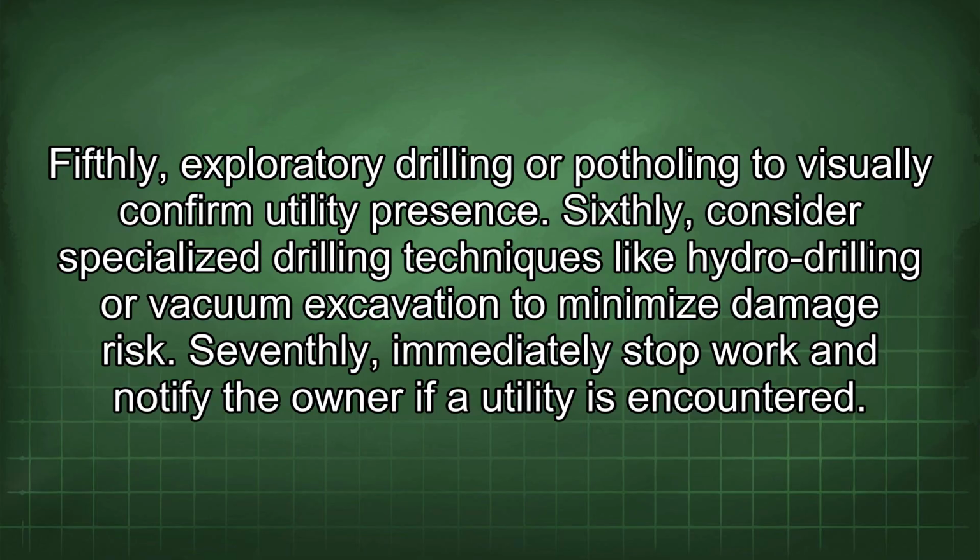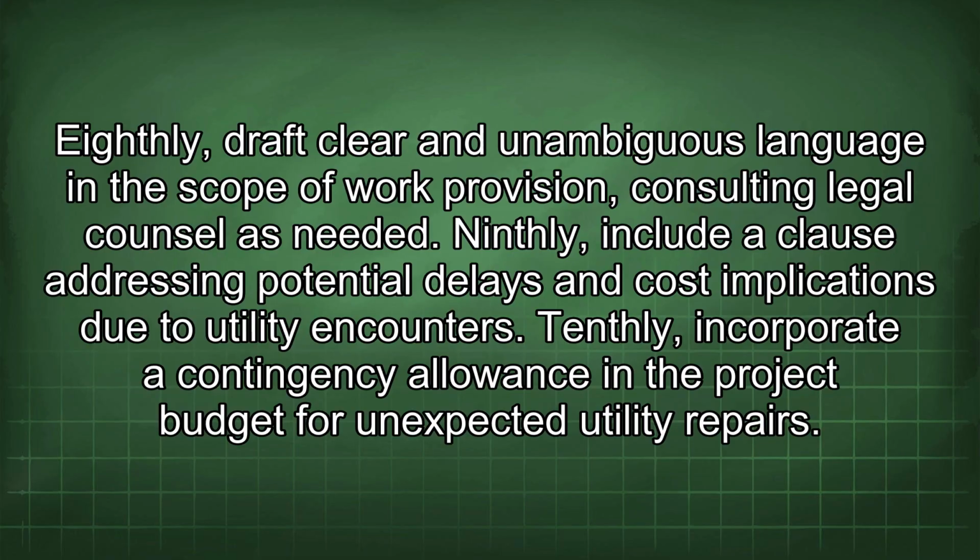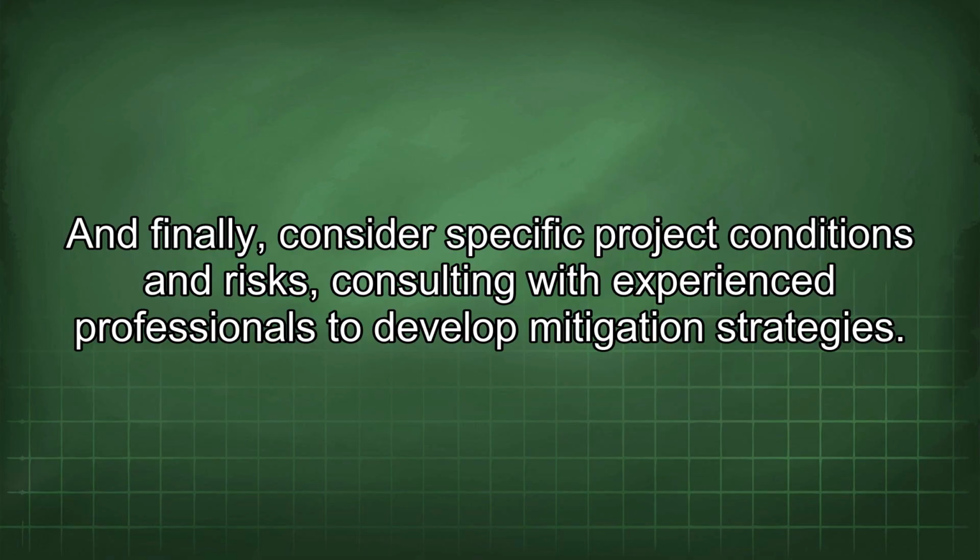Sixthly, consider specialized drilling techniques like hydro-drilling or vacuum excavation to minimize damage risk. Seventhly, immediately stop work and notify the owner if a utility is encountered. Eighthly, draft clear and unambiguous language in the scope of work provision, consulting legal counsel as needed. Ninthly, include a clause addressing potential delays and cost implications due to utility encounters. Tenthly, incorporate a contingency allowance in the project budget for unexpected utility repairs. And finally, consider specific project conditions and risks, consulting with experienced professionals to develop mitigation strategies.